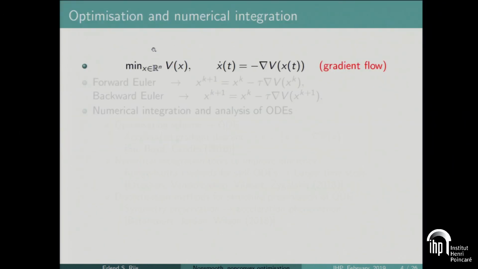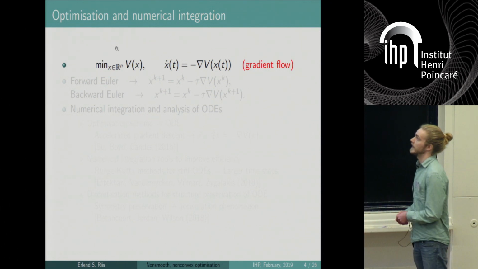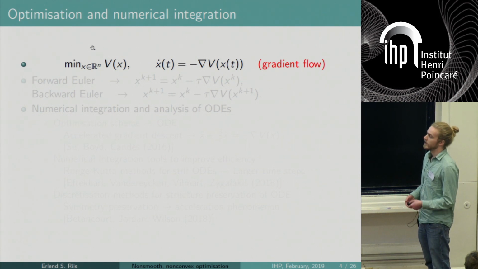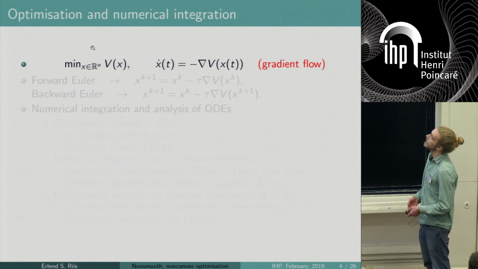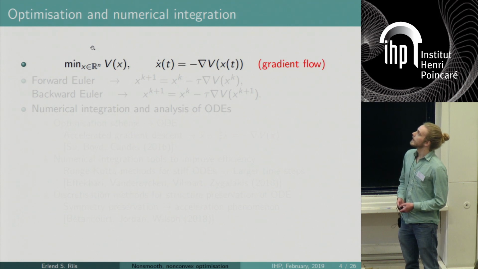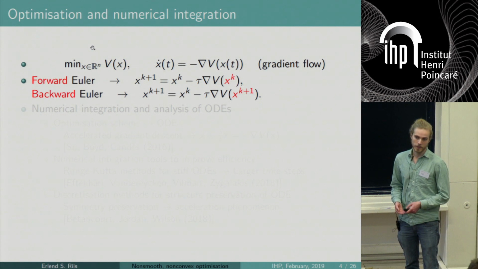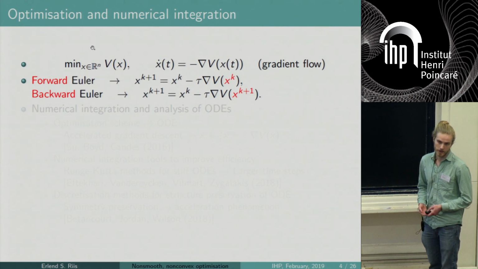Right. So just to put the project in context, I thought I'd talk about numerical integration and connections to optimization. So obviously a basic or fundamental notion of optimization, or when you want to solve a simple minimization problem for a real valued function V, is gradient flow, so moving in the negative direction of the gradient of a function. And the two main building blocks of optimization algorithms would be gradient descent and proximal methods, which can be viewed as forward Euler and backward Euler discretization of gradient flow.